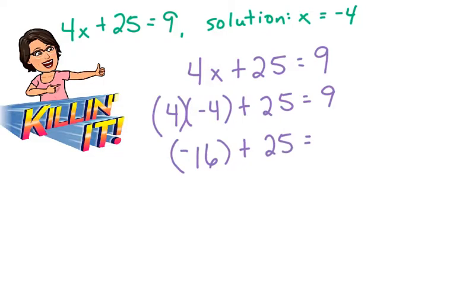So a positive and a negative, when we're adding it, we're doing rule number 2, which means we subtract. So 25 minus 16 is 9. 25 is the bigger number, so it's a positive 9. And does positive 9 equal a 9 without the positive sign? Absolutely.